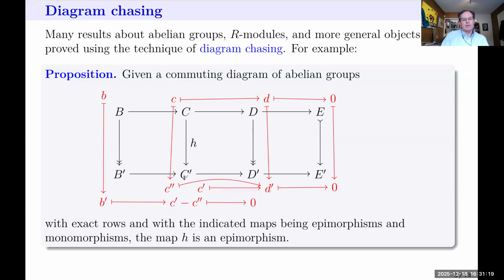I'm going to move this data over to the side just to make some room. So that data is just copied over here. We get a new element here, and because the square commutes, it hits this element. And then it turns out that if we take the sum of the element we originally had there and our new element, it will go to the sum of this and this, which is exactly C prime.